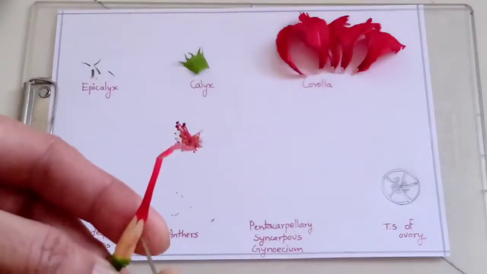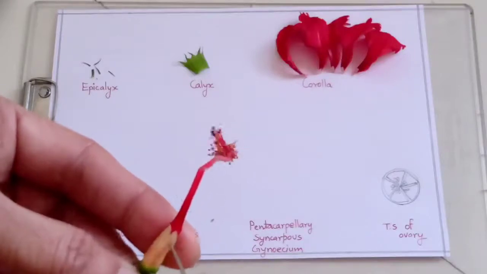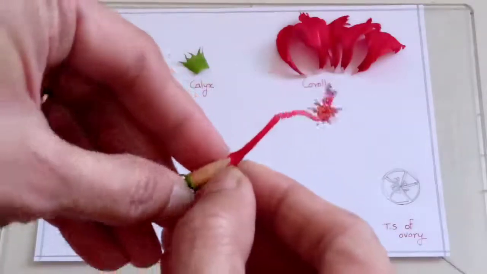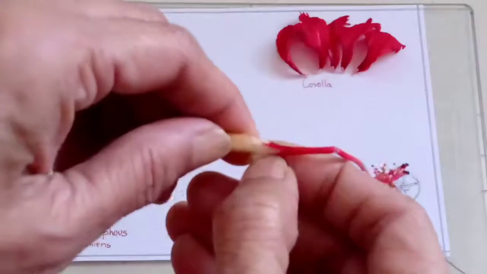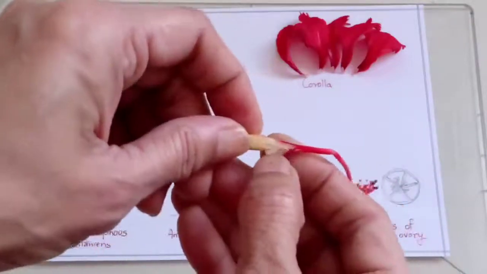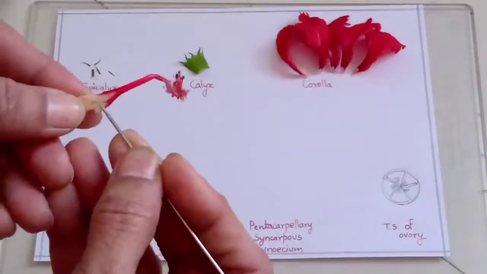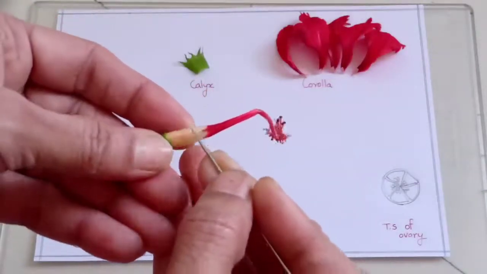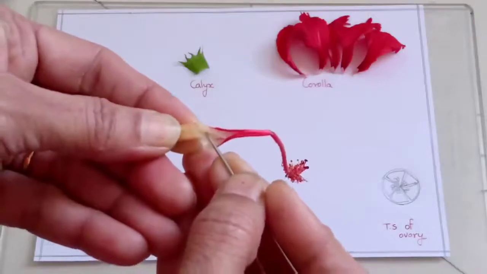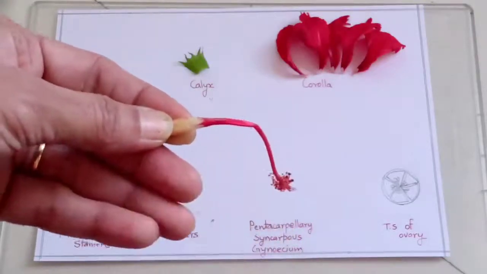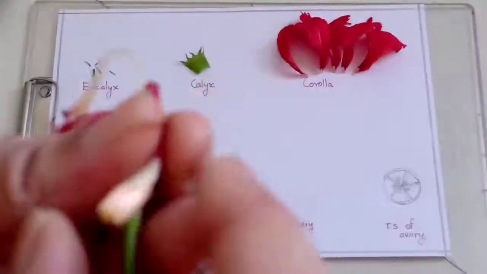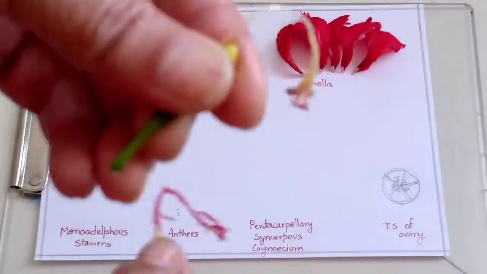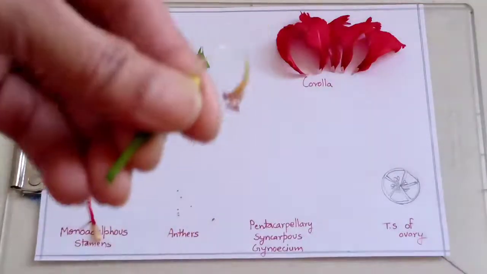From the lower side also, we will make one cut and we will start separating from the center part. See, here you can see, slowly you have to do this one. Be careful and then you can remove the staminal tube. Now, after making this slit, you can easily remove this staminal tube from the flower. Just see. Now, we will keep it here, monoadelphous stamen.